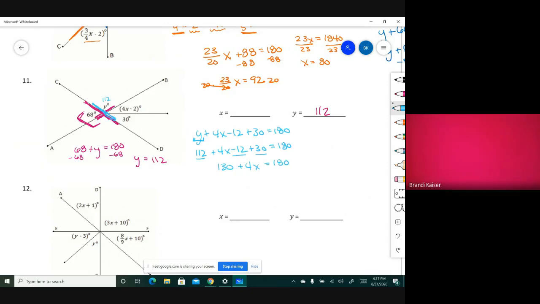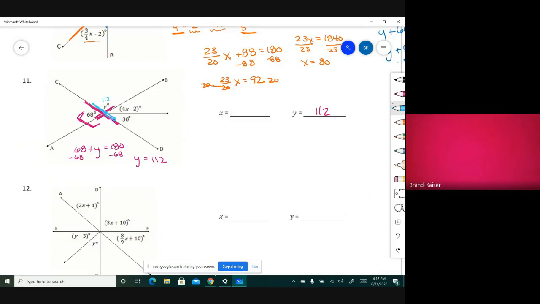Okay, so now subtract 130. 4x equals... oh, see, check yourself again. I wrote down this problem wrong. Go figure. Okay, sorry. Let's go back. Let's go back to the beginning. Let's start with that from scratch.